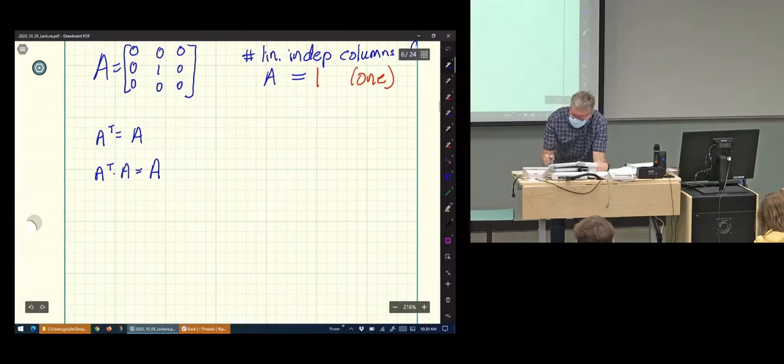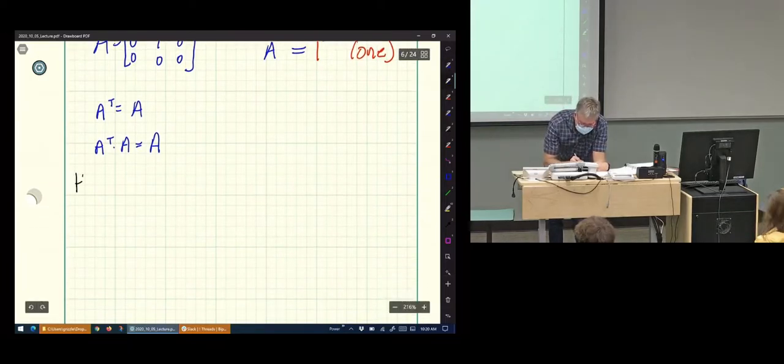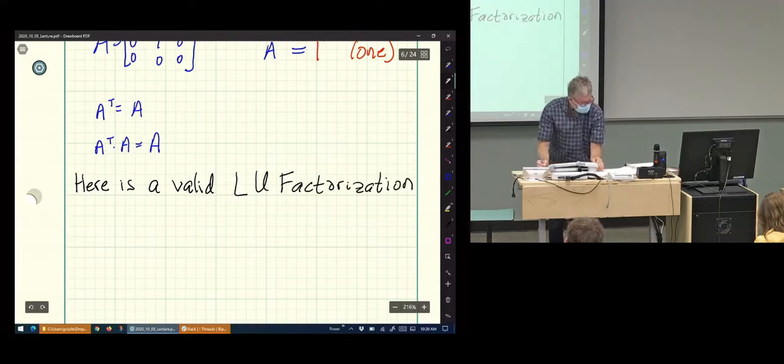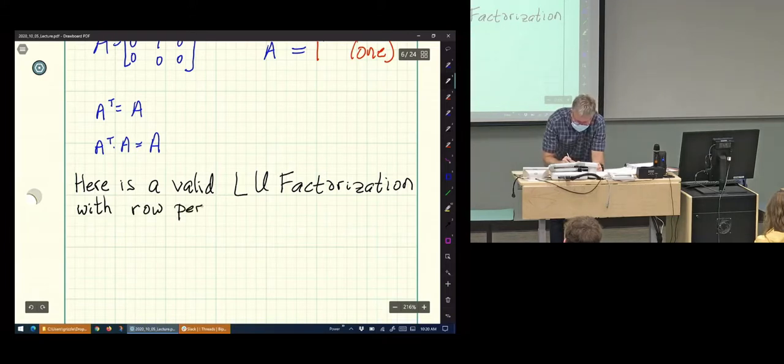So I'm going to propose an LU factorization. Here is a valid LU factorization. And just like we've been doing, because in general you need that row, I'll make sure we're using row permutations.